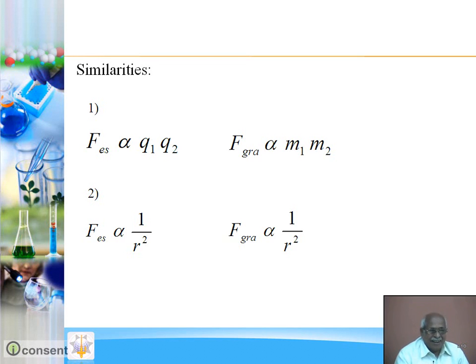In each case F proportional to 1 upon r square. So there is a great similarity between equations for force between electrical charges, force between gravitational charges, that is masses, and force between magnetic charges, that is magnetic poles.